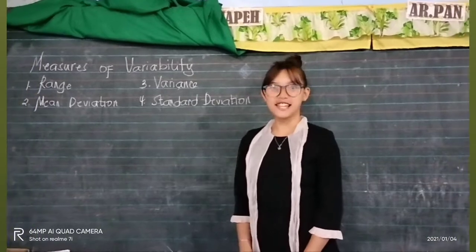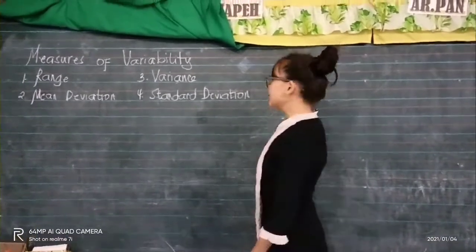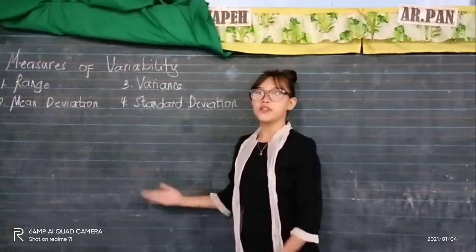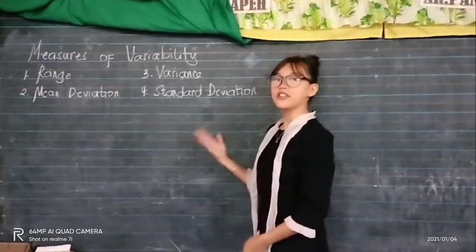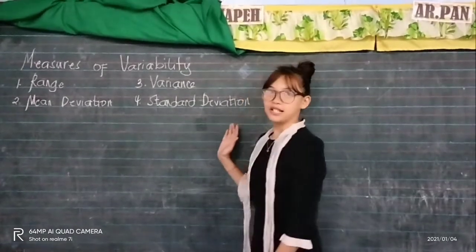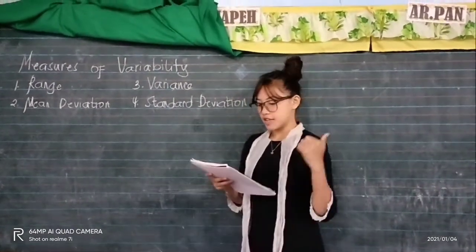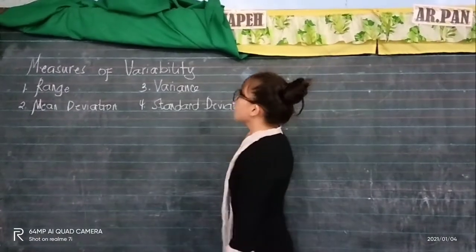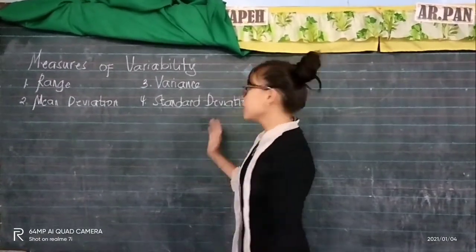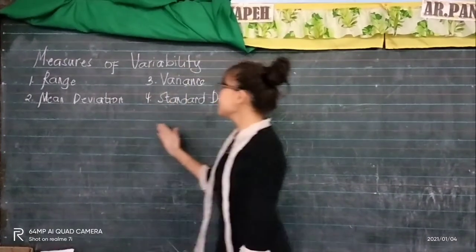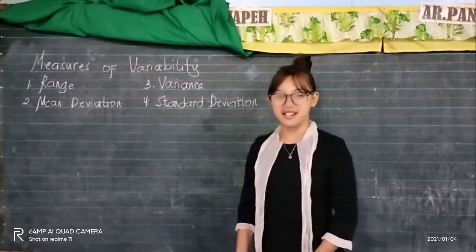Hello, good day. So now, we're going to tackle the measures of variability. We all know that variability, the other term of this is dispersion. In variability, we will measure the distance from one score to another score. We're going to solve our range, mean deviation, variance, and standard deviation.